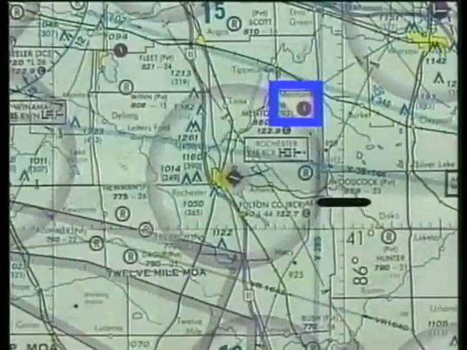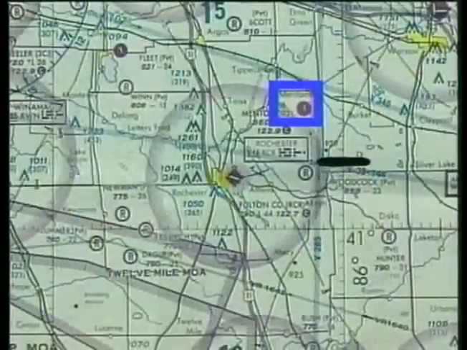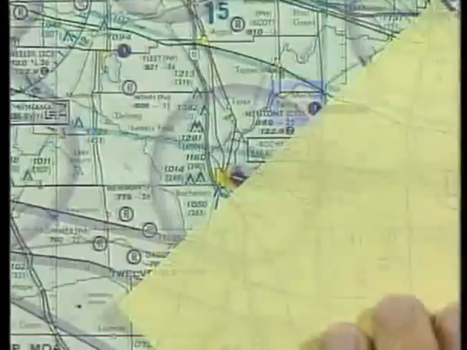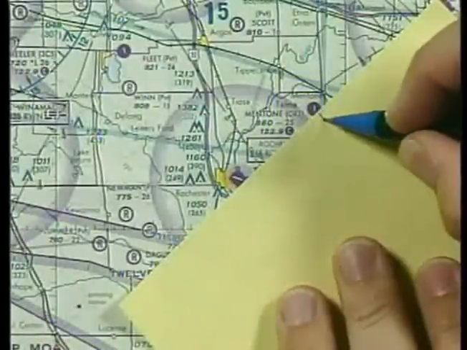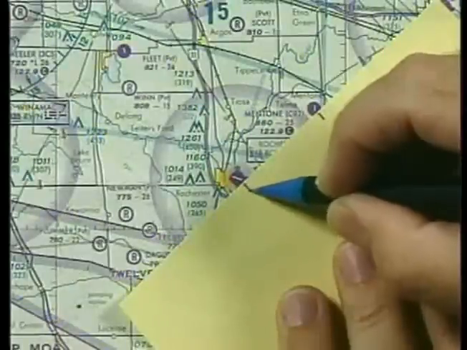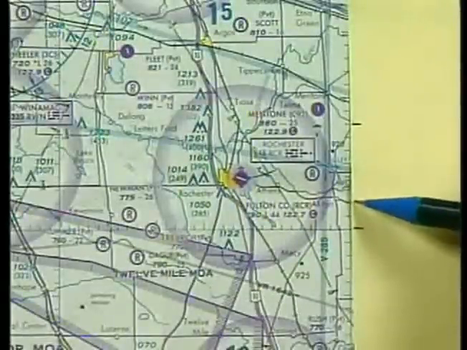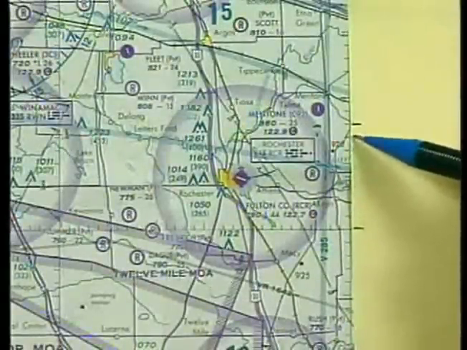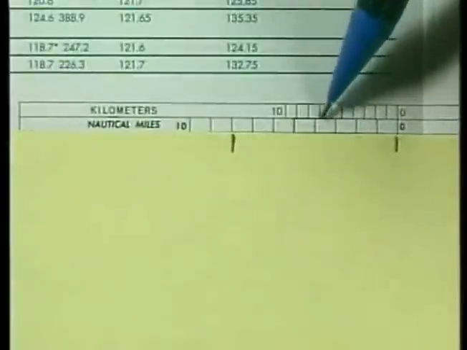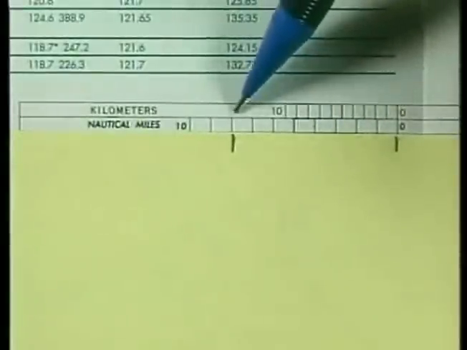In addition, you can use minutes of latitude to measure distance. Each minute is equal to 1 nautical mile. For example, to measure the distance between Mentone Airport and Fulton County Airport at Rochester, you can use the latitude lines. The distance is 8 nautical miles. You can verify this by using the nautical mile scale on the chart.